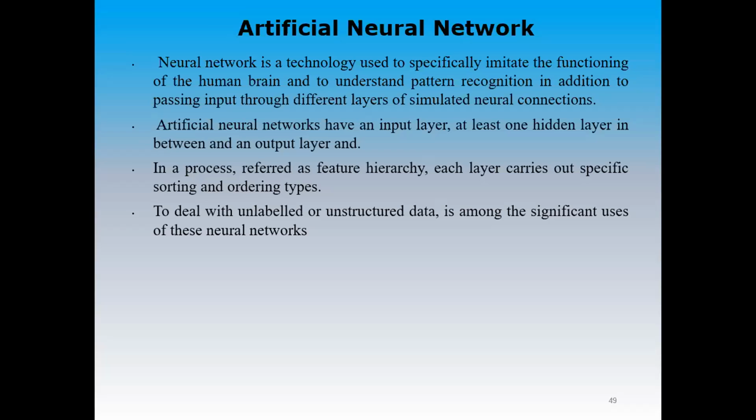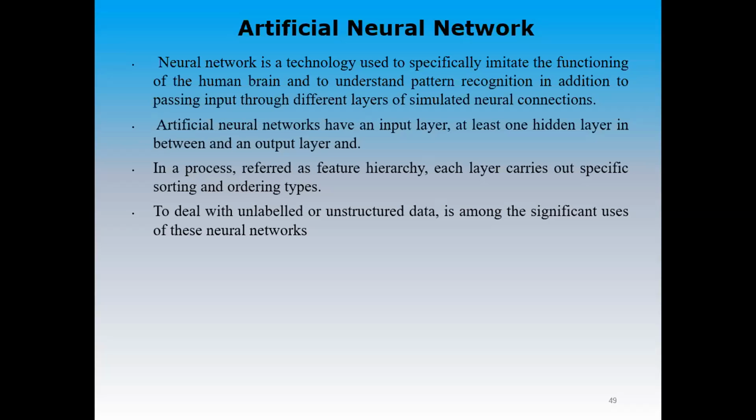It has an input layer, then a hidden layer, and then an output layer. This process is referred to as a feature hierarchy. That is, you try to featurize the data, classify the data and so on. Each of the layers here has a specific function to do, where it performs some specific work like sorting, ordering, and things like that. Now this neural network can do both supervised and unsupervised learning, both for labeled and unlabeled data.